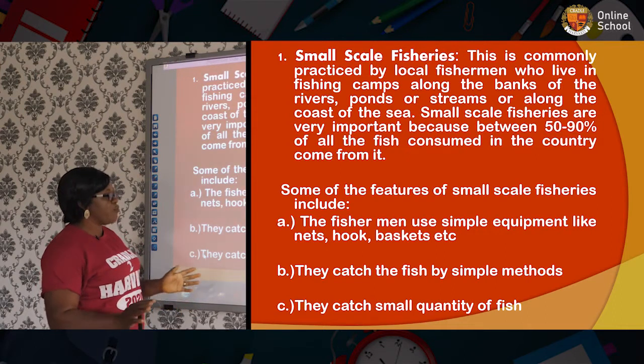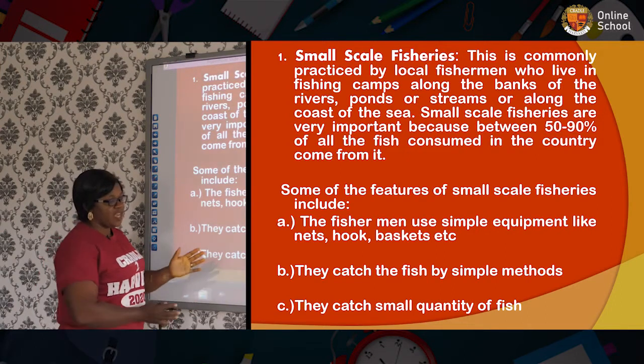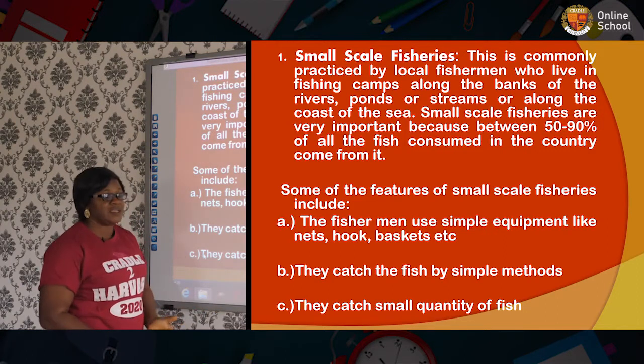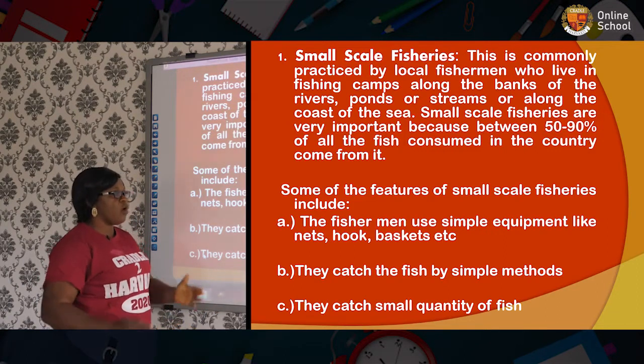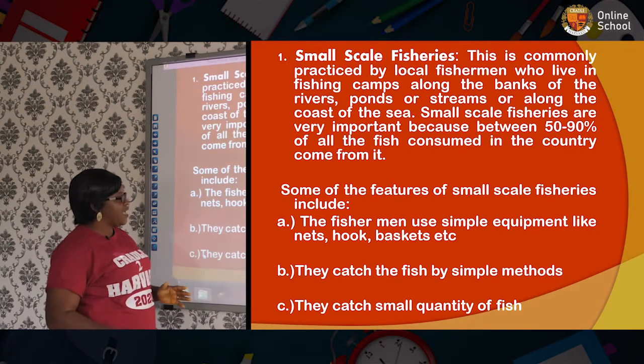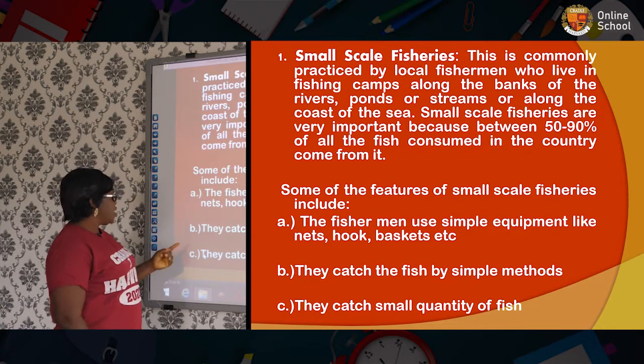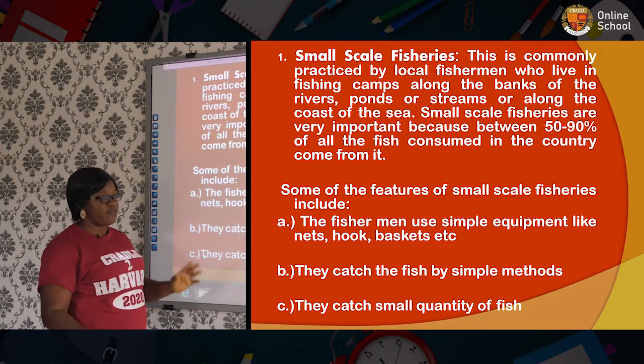They use simple methods of catching them, either going to the side of the river under some plankton to catch the fish, or dropping their net at a specific spot to catch the fish. Then C, they catch small quantity of fish.